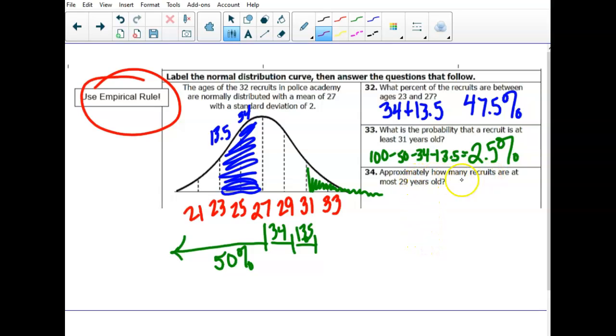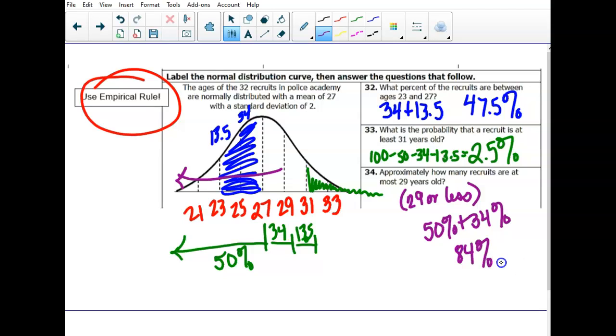Okay. Approximately how many recruits are at most 29 years old? So that means 29 or less, right? What percent would that be, guys? Yep, that would be 50% plus that 34% in that first bump there, which is 84%. But that's not the answer, because it says how many of the recruits. So we need to multiply by 32 recruits. 0.84 times 32 is 26.88, or about 27. If you leave it a decimal, I don't care, but since it's people, we could round to about 27.